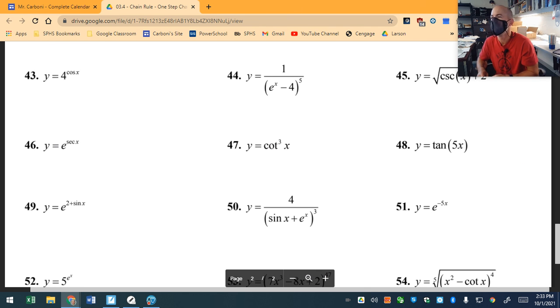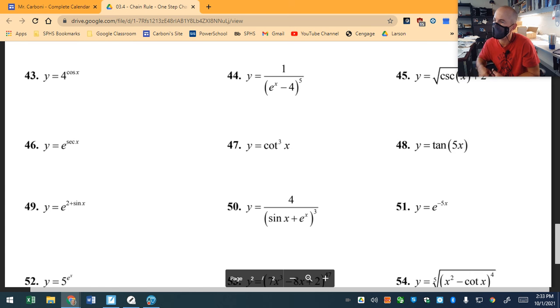Should I? That'll be secant x tangent x times e to the secant x. The exponent derivative times the original. Cotangent cubed. Bring the 3 down. That's the quantity of cotangent x cubed. So it's going to be 3 cotangent x squared times negative cosecant squared x. We good on that one? I'm going a little bit quickly here.